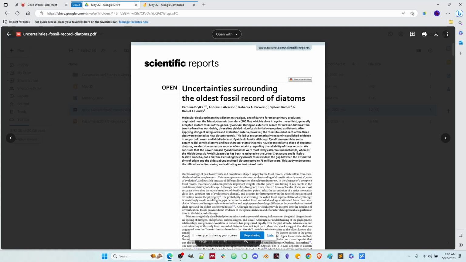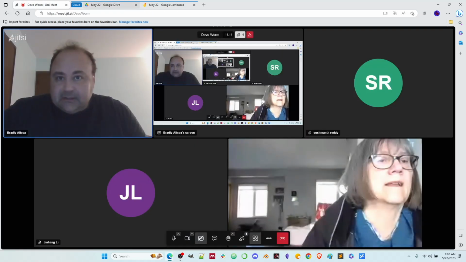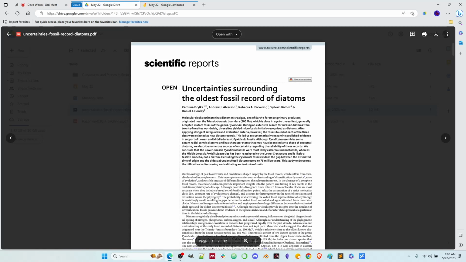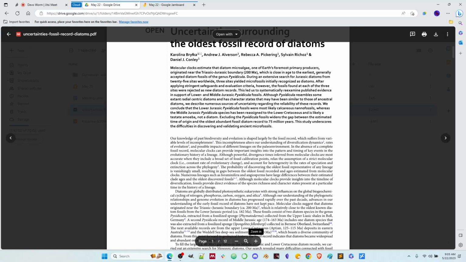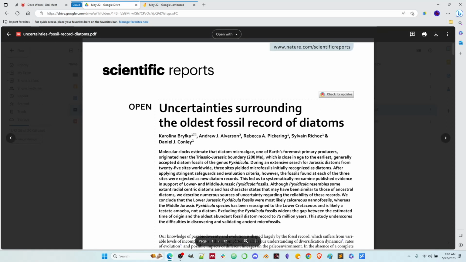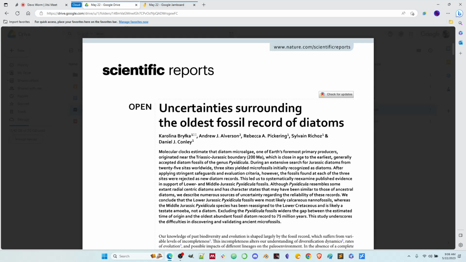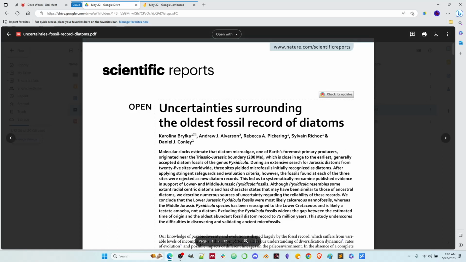So everyone see my screen? Good? Okay. So the first paper here is uncertainties surrounding the oldest fossil record of diatoms. This is the kind of organisms we work with, the ones you've seen before, of all different shapes. The cells are all different shapes. They can be single cell organisms. They can be multicellular organisms. And you've seen the colonies of single cell organisms that move like an accordion. Those are all diatoms. And so there's a lot of diversity there.